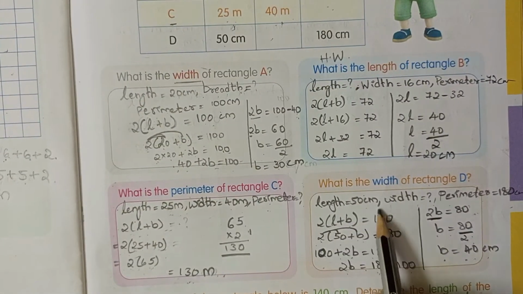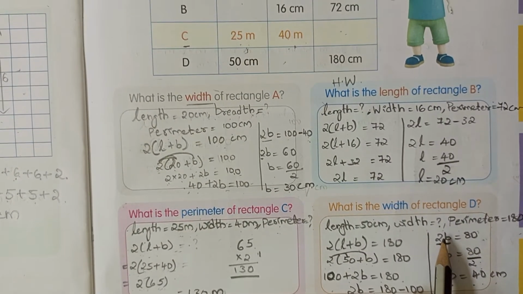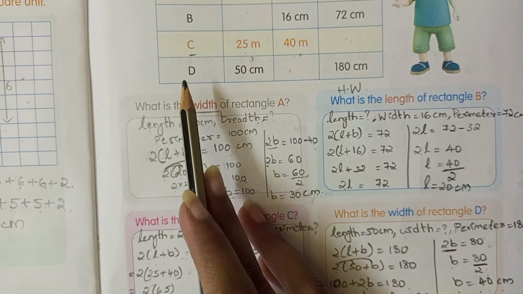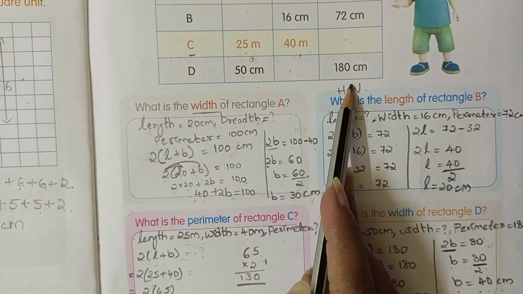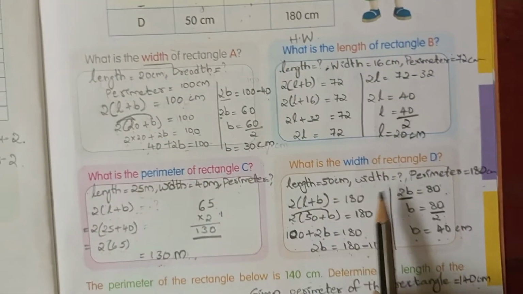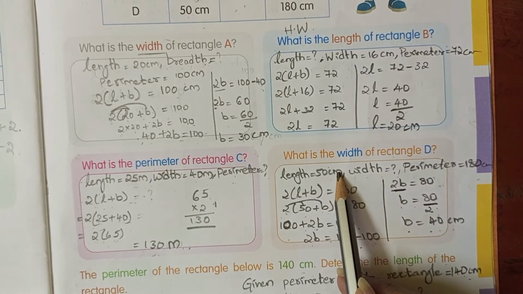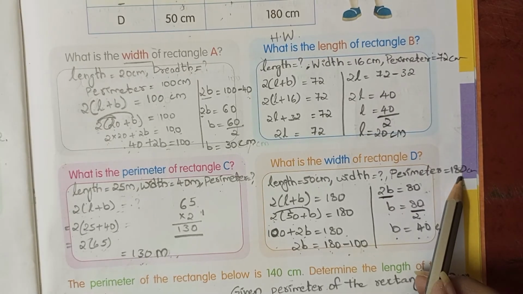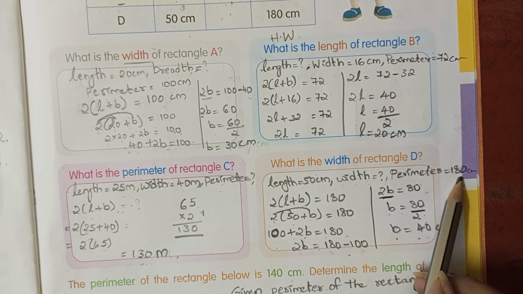See the next one. What is the width of rectangle D? We have to find out the width. See, they gave a length and the perimeter. Length is equal to 50 centimeters. Width we have to find out. Perimeter is 180 centimeters.